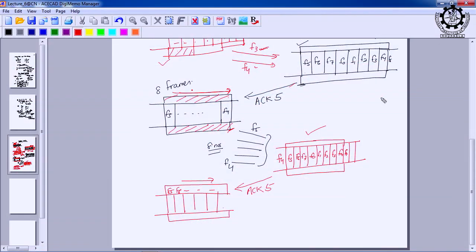The name explains that in one way the window slides to the right, it shrinks, in another way it expands. So the window size shrinks and expands at the sender and the receiver side depending on the transmission and acknowledging of the packet. So this is called a sliding window protocol.